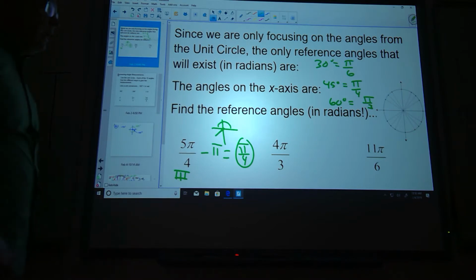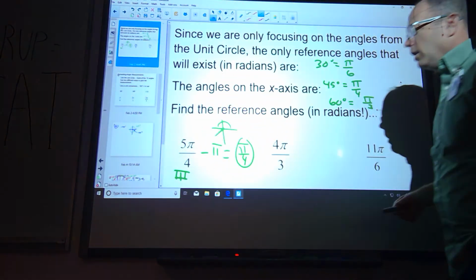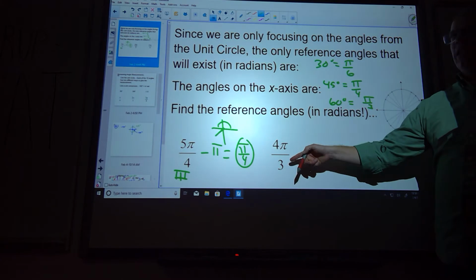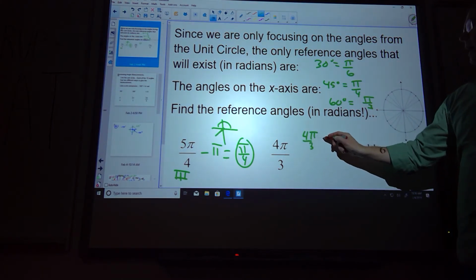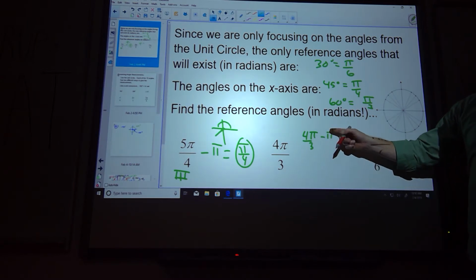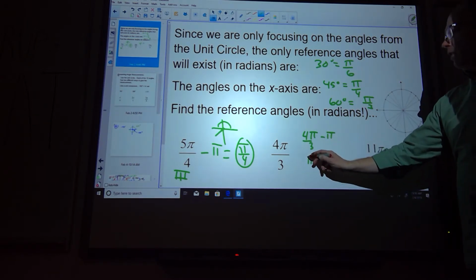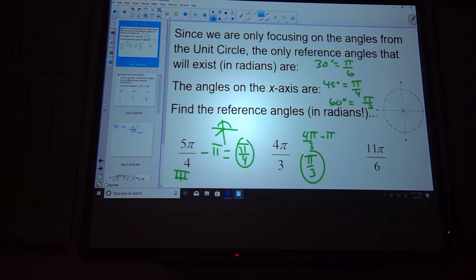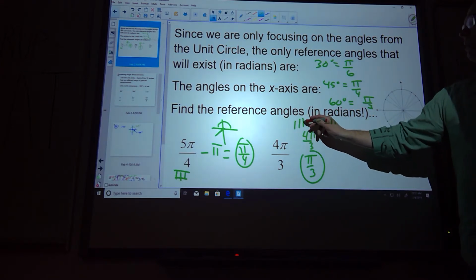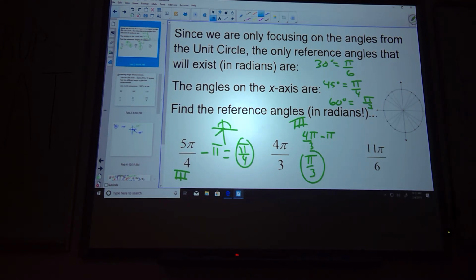So 4 pi over 3, that's larger than pi. So that also is going to happen in quadrant 3. So I'm going to go 4 pi over 3 minus pi. So that'll make that 3 over 3 pi. So that gives me pi thirds. So that's talking about a 60-degree angle in quadrant 3 as well. And again, in quadrant 3, both my x and y components, both my legs of my triangle, are going to be negative. The legs can be positive or negative. The hypotenuse will always be positive. Okay?